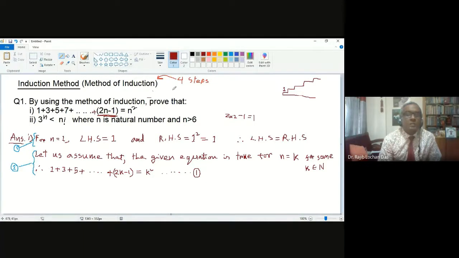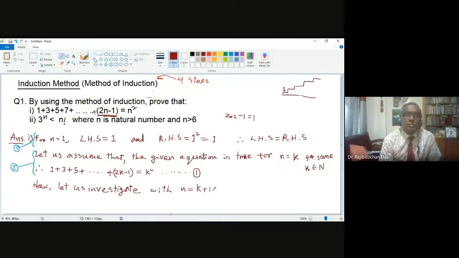Then you move to the third step. What is your third step? You check with the next number. Now let us investigate. Investigate means we are not sure whether the theory is correct or not. We are checking. You can also write, let us check. So let us investigate with n equal to the next number. Next number means k plus 1. This is the investigation part, and then you write the left hand side.